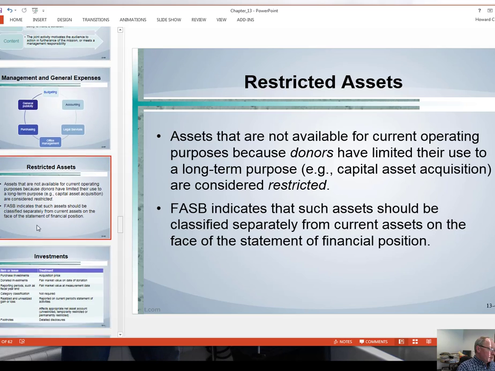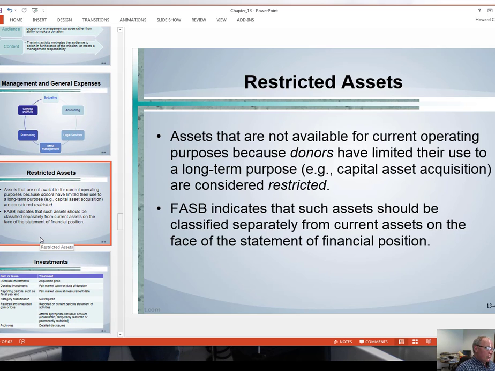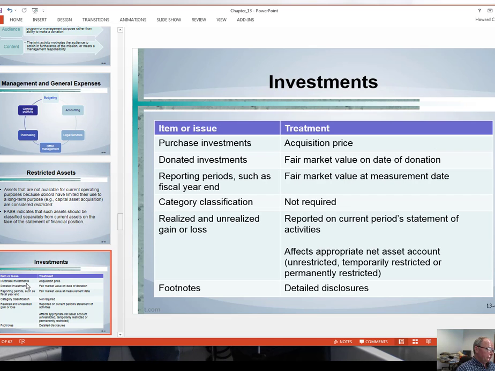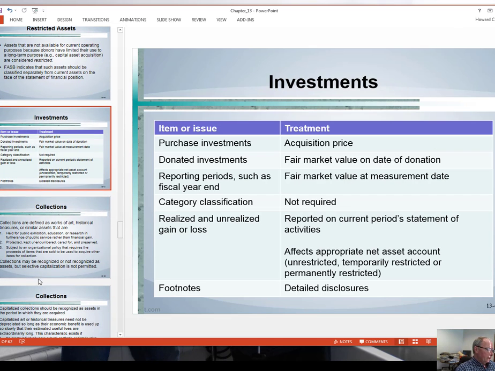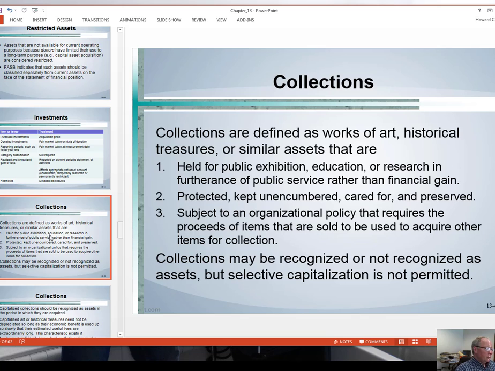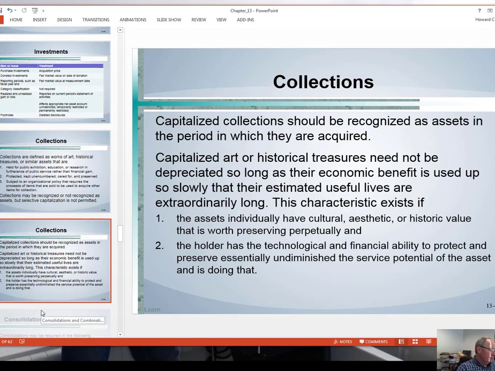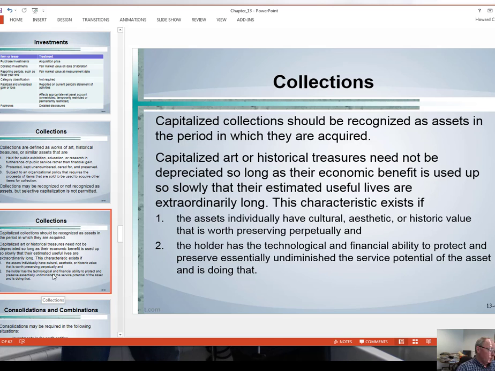Restricted assets are ones that are not available for operating purposes because the donor has imposed restrictions, and we have to honor these things. Collections: sometimes you have art collections or other valuable things. These are recognized as assets, but typically they're not depreciated if they're maintained and don't wear out.